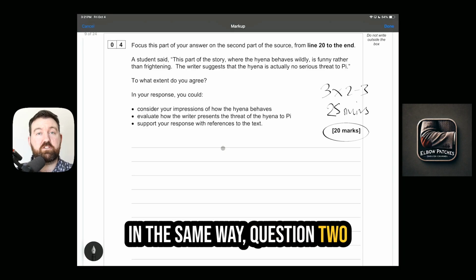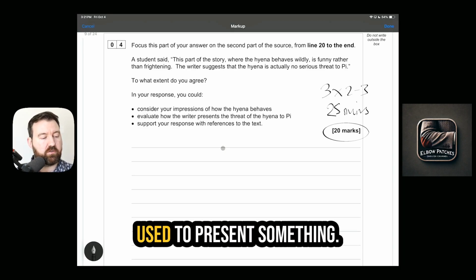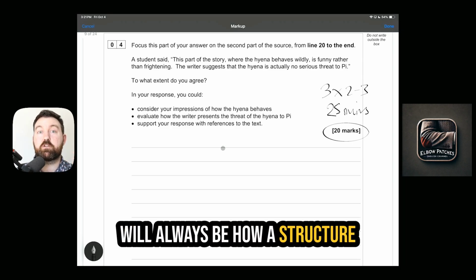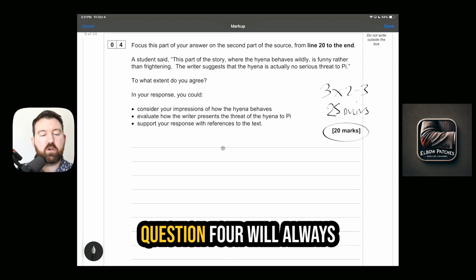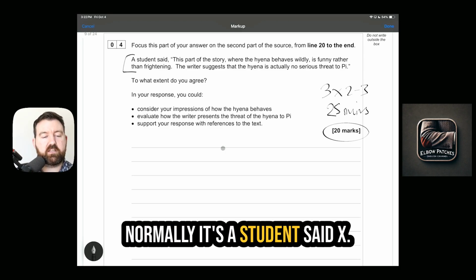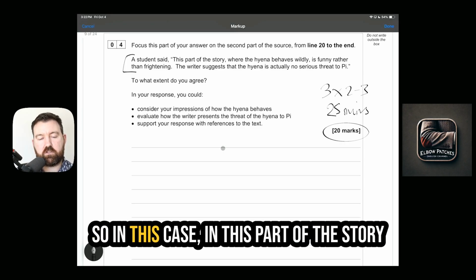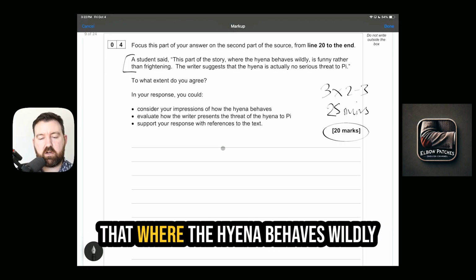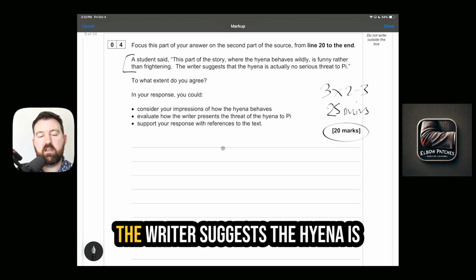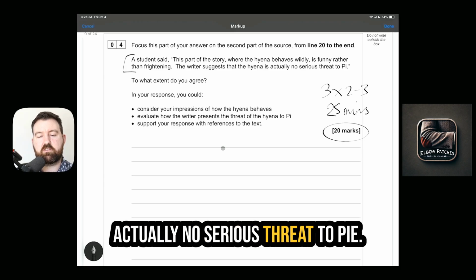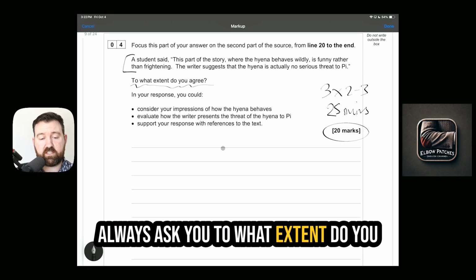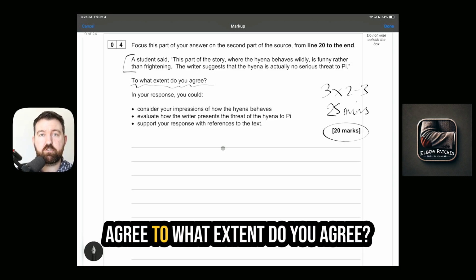In the same way, question 2 will always be how is language used to present something? And in the same way, question 3 will always be how is structure used to interest the reader? Question 4 will always start with a statement. Normally it's a student said X. So in this case, in this part of the story, where the hyena behaves wildly, it's funny rather than frightening. The writer suggests the hyena is actually no serious threat to Pi. And then after the statement, it will always ask you, to what extent do you agree? To what extent do you agree?